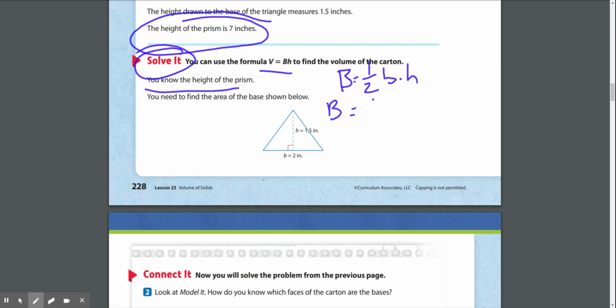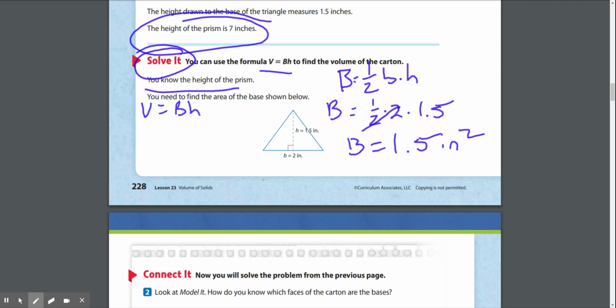So B is going to equal 1/2. The base of the triangle is 2. The height of that triangle is 1.5. 1/2 times 2 is just 1, so those cancel each other out. We're left with B equals 1.5 inches squared, because this is inches and that's inches. Inches times inches is inches squared.